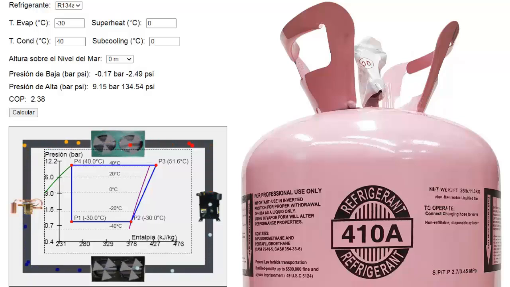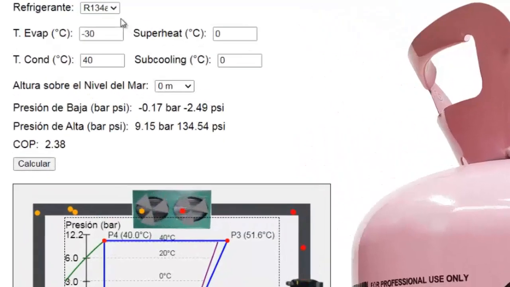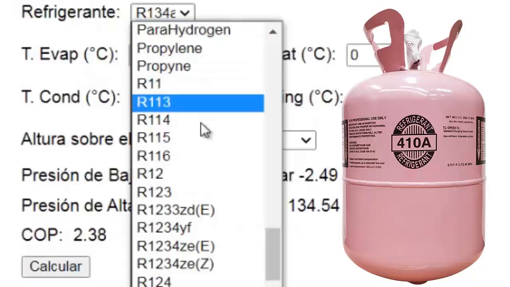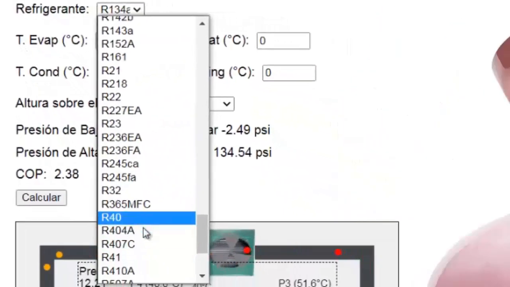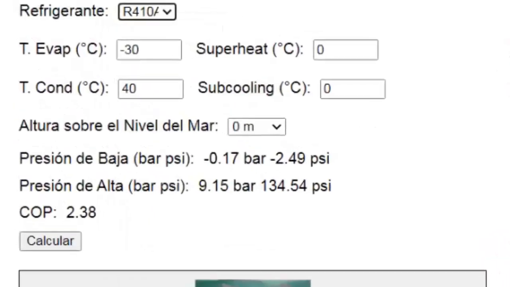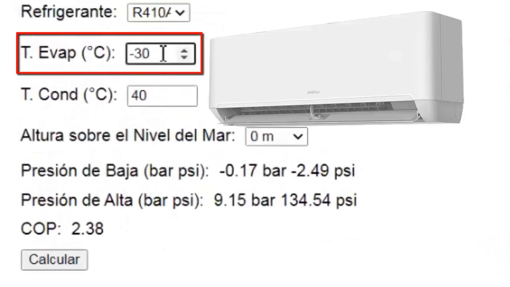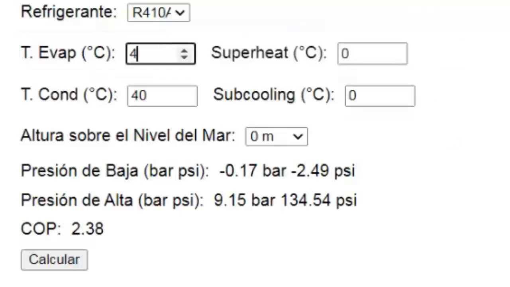1. Let's begin by selecting the R410A gas in the simulator and setting an evaporation or cooling temperature of 4 degrees Celsius, which is typical for air conditioning systems. 2. For a more accurate calculation, we will set the superheat adjustment to 5 degrees Celsius at the evaporator outlet.